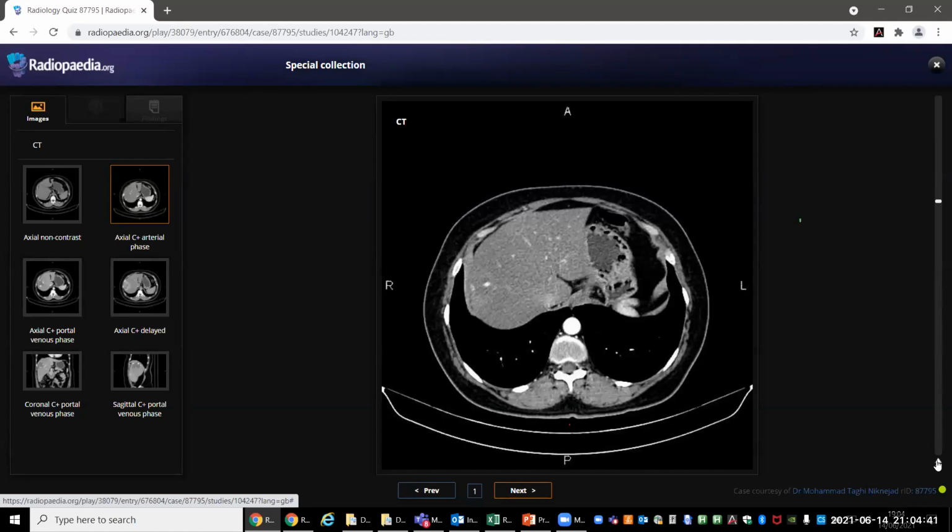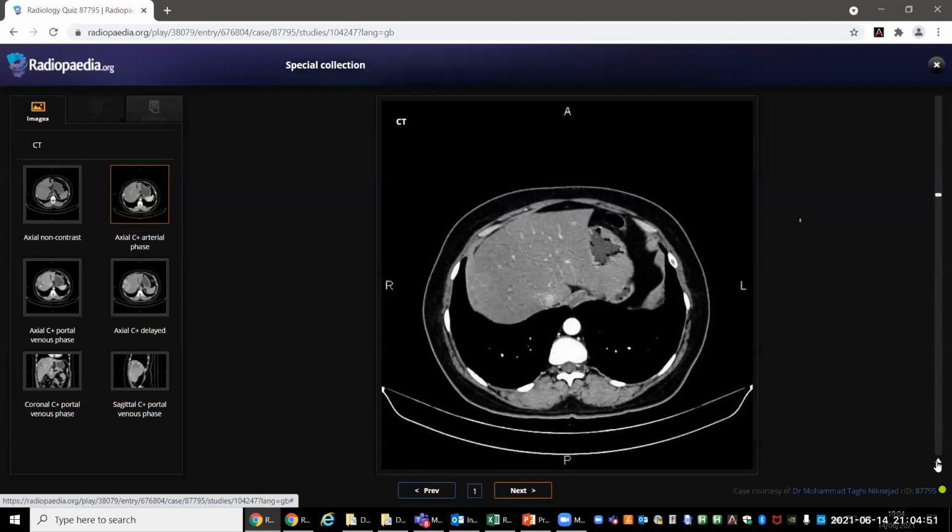First of all, I'm thinking of hemangioma, but the differential diagnosis could be HCC, hepatocellular carcinoma. But because the liver outline is not cirrhotic, not lobulated, and the liver texture looks normal, I don't think of hepatocellular carcinoma.